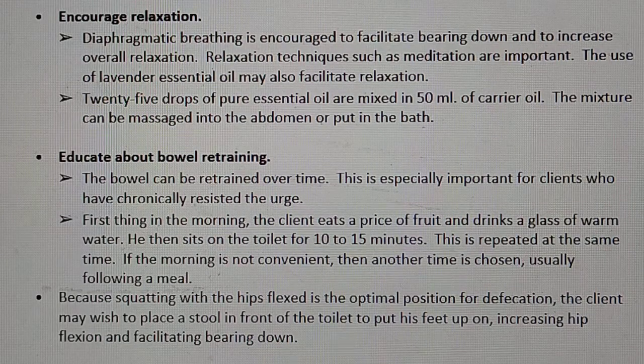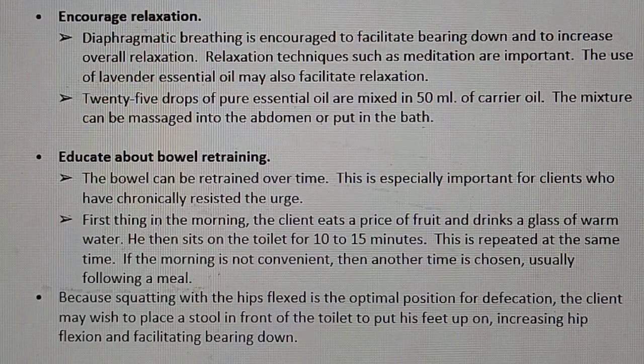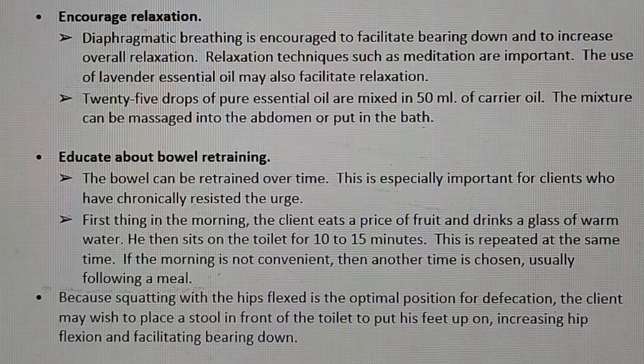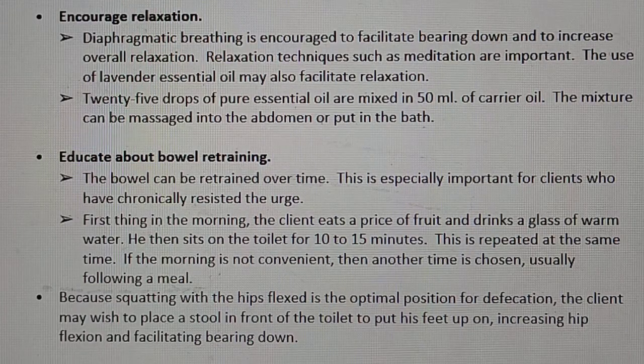Okay, because squatting with the hips flexed is the optimal position for defecation. The client may wish to place a stool in front of the toilet to put his feet up on, increasing hip flexion and facilitating bearing down. Here you go, guys. This is just 10 to 15 minutes, okay, to urge the client to have a bowel movement every day.